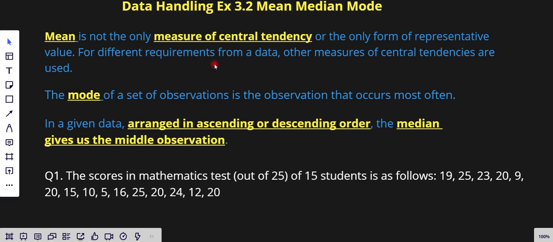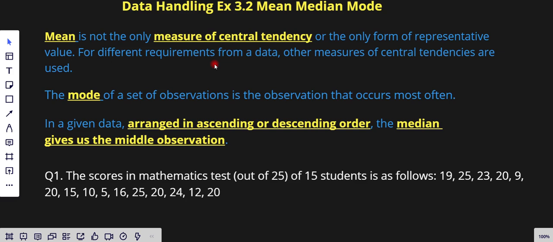Good morning, students. Today we are going to learn mean, median, and mode. Okay, so today we are going to start with exercise 3.2. Before starting this exercise, I just want to explain some terms to you, like median and mode.